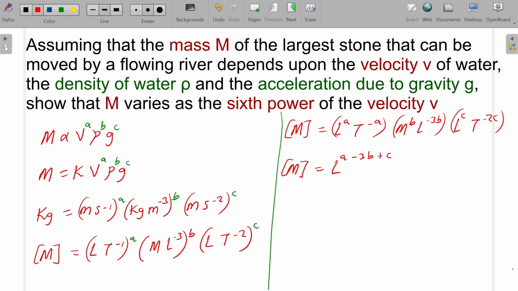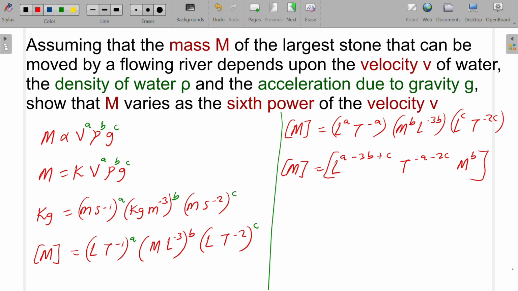And then for the next part, let's pick t. So t will be given to the power of minus a added to minus 2c. So when we say added to minus 2c, that will still give us a minus 2c. So we'll just have minus a minus 2c for that. And then the last one is m. M is just alone, so it's just given to the power of b. So this is what we have now as our dimensions on the right side.